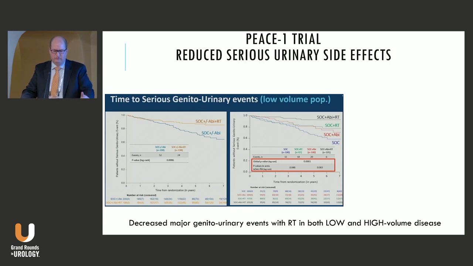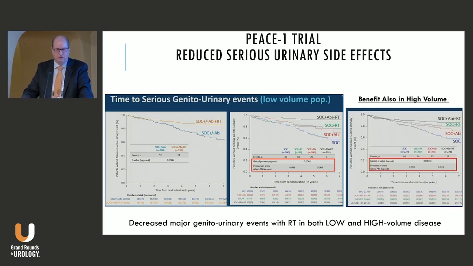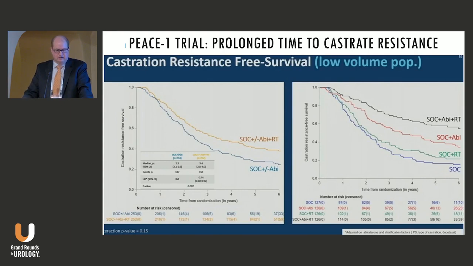And then they went downwards from there, such that at 5 years, patients that just got hormonal therapy, close to 50% of them had some kind of major urinary event. This was true even in the patients who got standard of care plus abiraterone, which is the graph on the left, where you can see that radiation therapy substantially reduced the severe urinary side effects. This was also true in those that had high volume disease, where decreased major genitourinary effects were present in both low and high volume, even with more advanced systemic therapy.